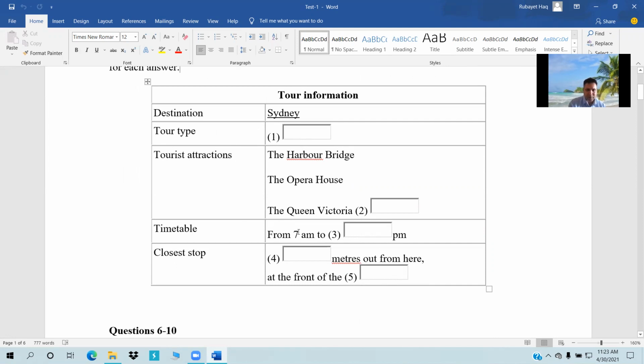Like here, timetable from 7 a.m. to the gap p.m. So there will be a number. You can assume that. You can think of a number, and after listening to the tape, you can put the number over here.